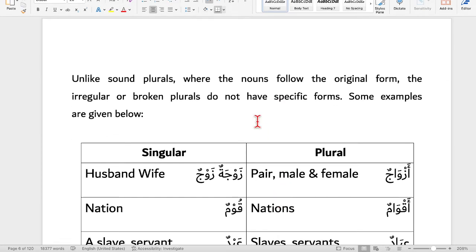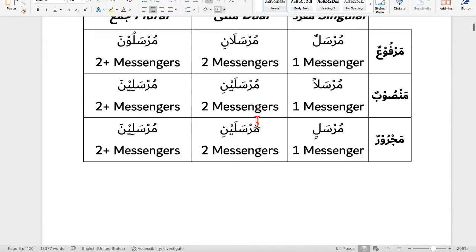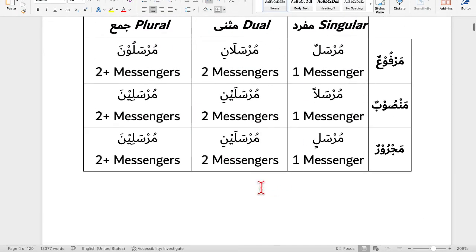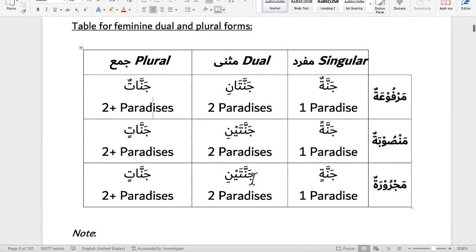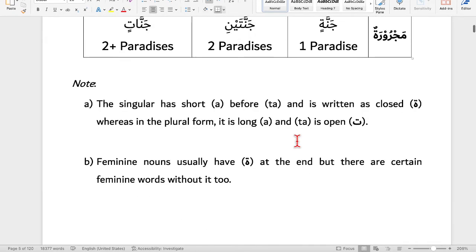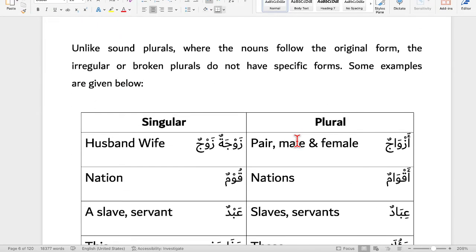Now the first two examples, the patterns that we have seen, those were the regular plurals: the regular plural table for masculine, and the regular plural table for feminine. That is one kind of plural, but the other kind, like we said, is the broken plural, which doesn't have any specific form. So the form can change.